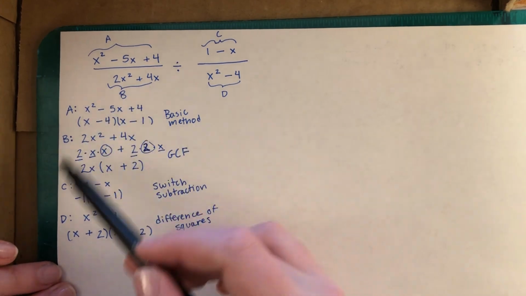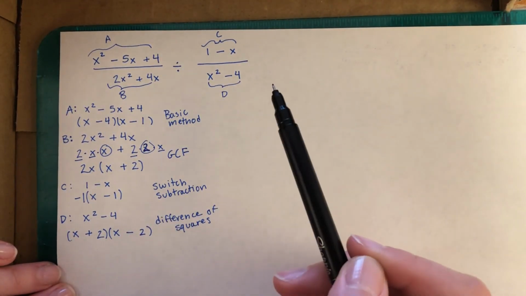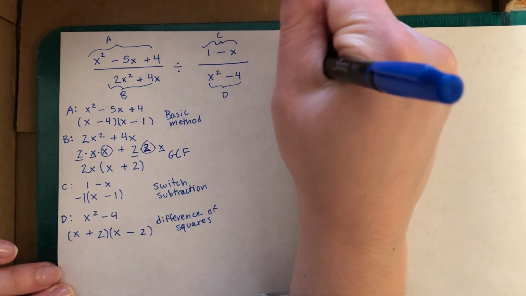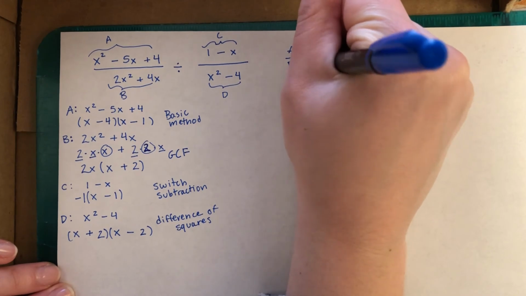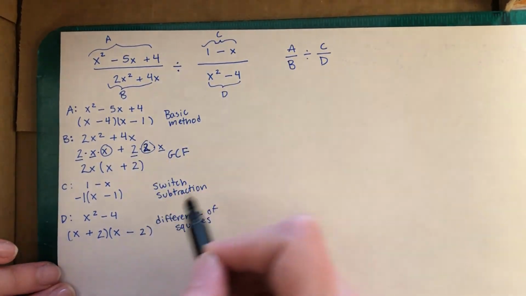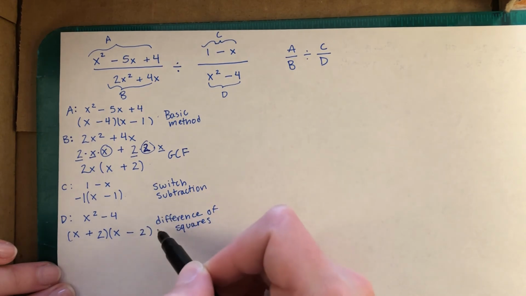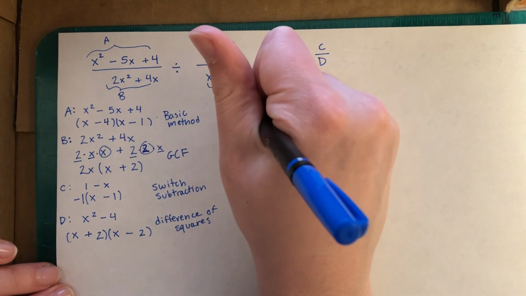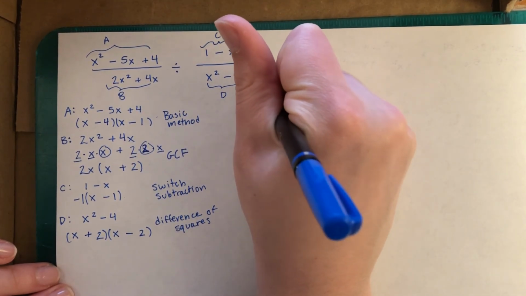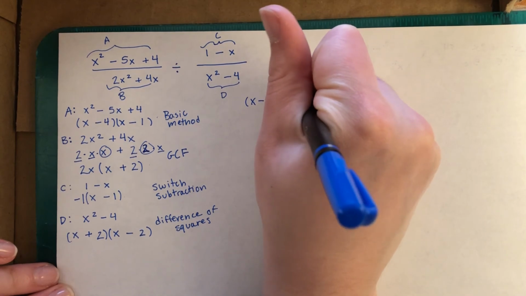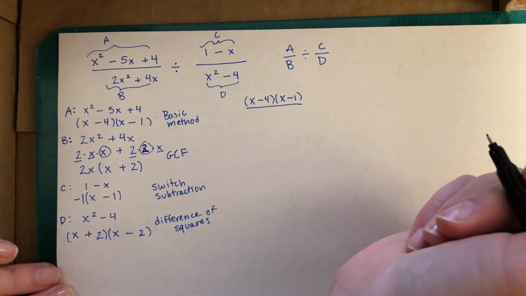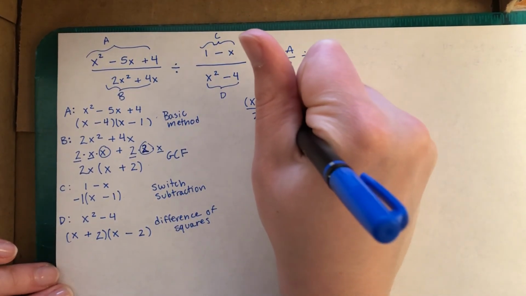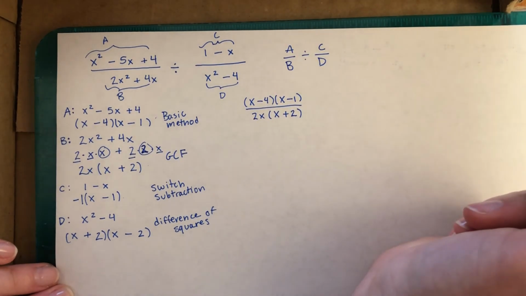So now I'm going to rewrite this whole piece. If it helps you, I'll write A over B divided by C over D. That's where we're going to put all of these factoring answers that we got. So A comes first. That's x minus 4, x minus 1. Next is B. I've got 2x times the factor x plus 2.